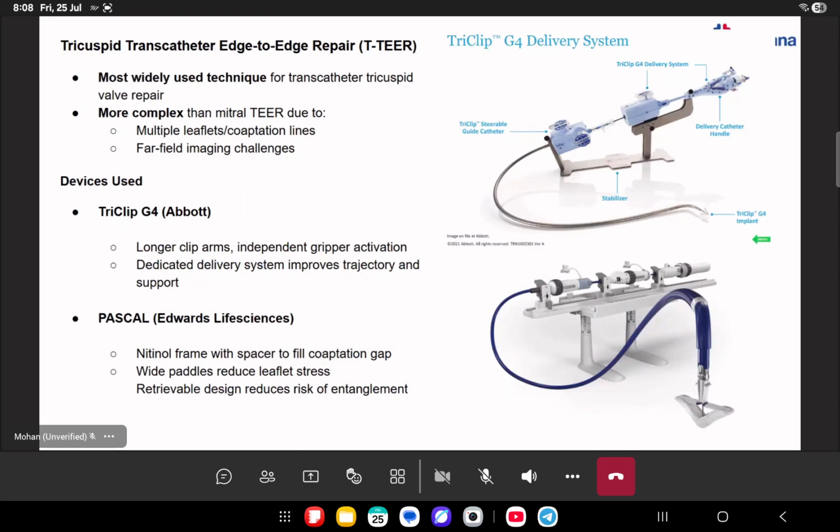We have 2 devices, one from Edwards and one from Abbott. Abbott's one is TriClip G4, which has some morphological changes between these two, more or less like MitraClips.